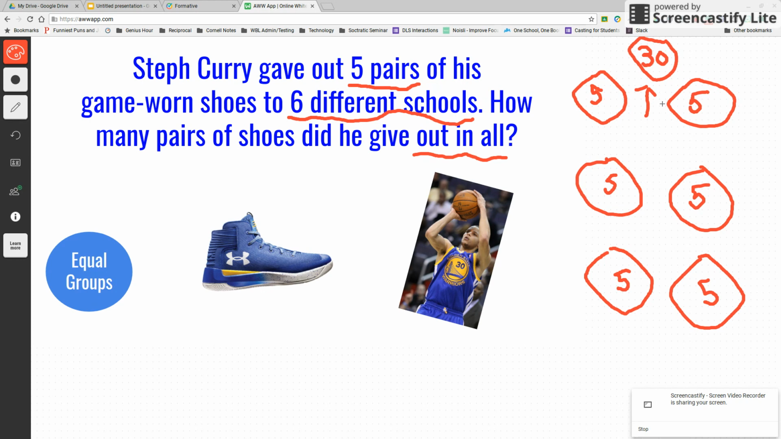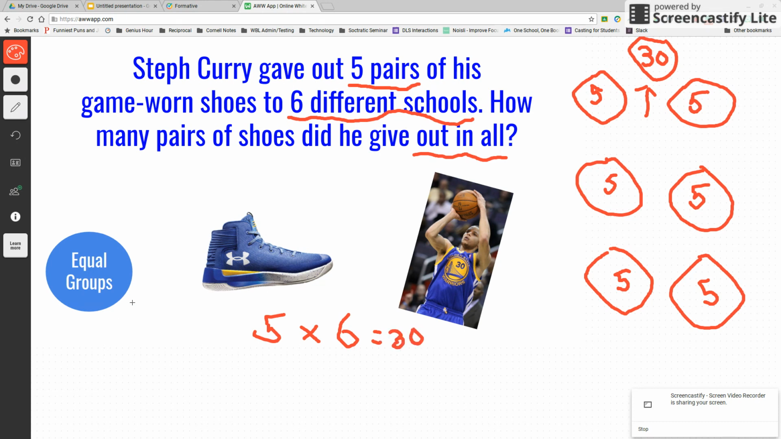And my last step is to think, does this make sense? Well, yes, it really does make sense, because another strategy I could have used is just to say, okay, he gave out 5 pairs of shoes. He gave that to 6 schools, so we have to take 5 times 6 schools. That would also give us 30, so it makes a ton of sense.